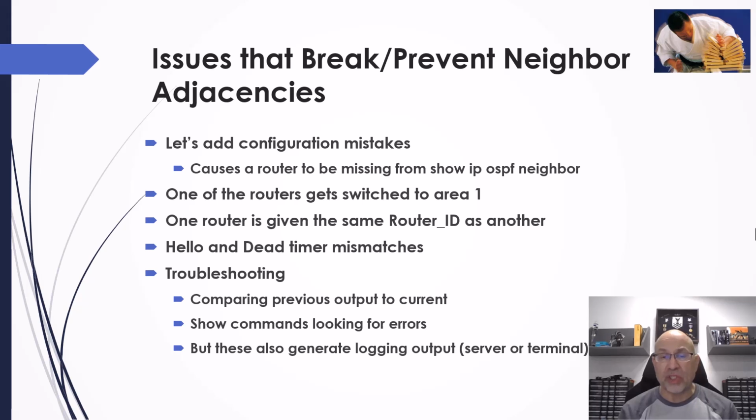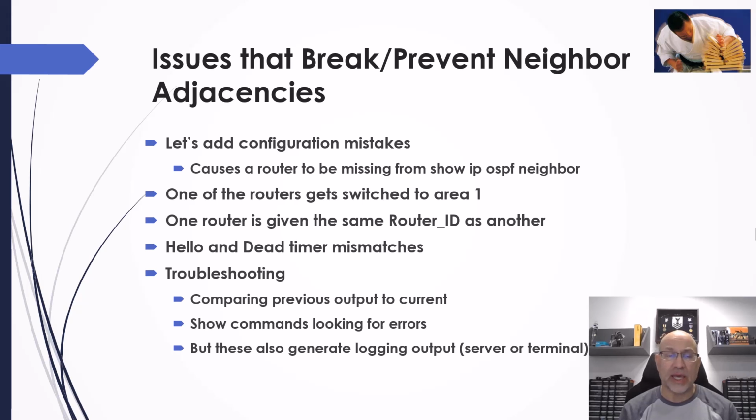One router can be given the same router ID as another, and then if we have hello timers and dead timers that are mismatched. Now we did that one last week, so maybe we'll do something different this week. But we'll at least break this a couple of ways. Now when we're troubleshooting, if we had the previous output or the previous configuration, even previous routing tables, we can take a look at those and compare them to what we have now, and maybe figure out what happened to our next hops, figure out what happened to our neighbors. But what we're doing is we're trying to ferret out where the configuration error happened.